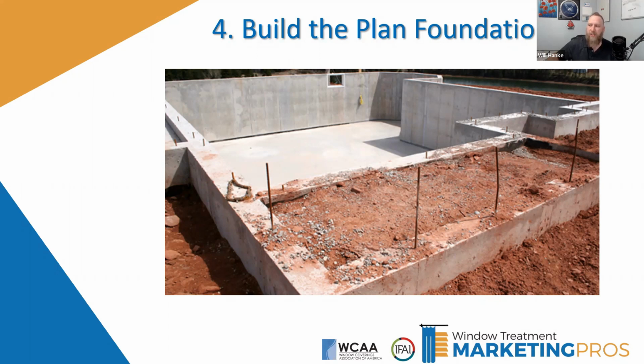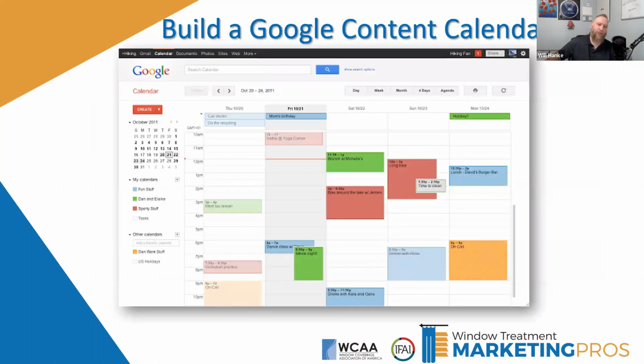The last piece is to build the foundation of your entire content plan or content campaign. Probably the easiest tool to use for this is Google Calendar. It's free, and you can just build a specific calendar only for your content, and then say, okay, every first of the month, we're going to publish a new blog post, or every Tuesday, we're going to publish something.